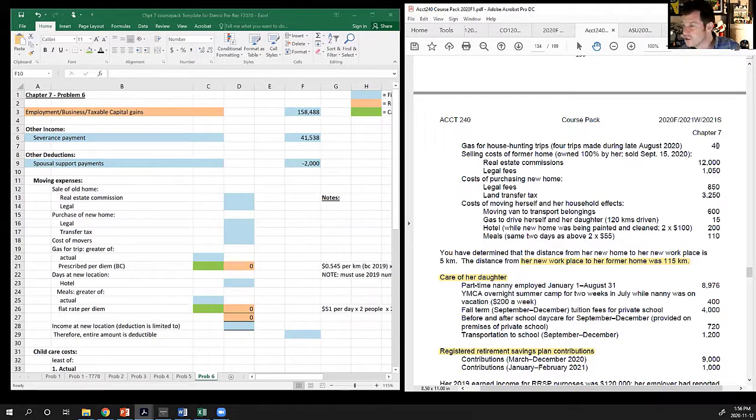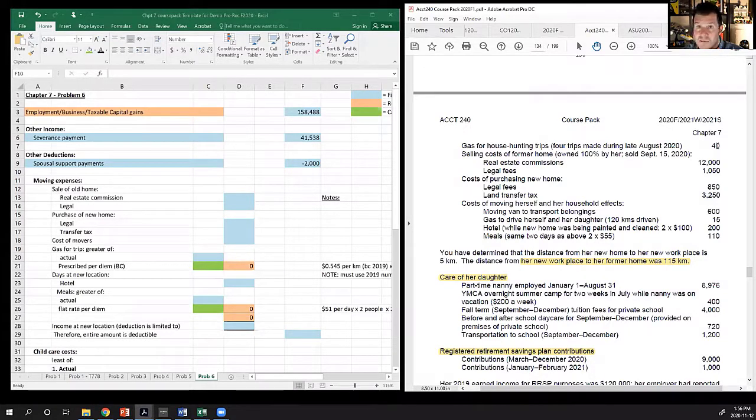That's not one of the major expenses here. We've got real estate commissions, so the selling cost of the former home. It was 100% owned by her. And the reason we say it's 100% owned by her is because if it had been co-owned by her and her ex-spouse, there's going to be some debate as to who gets to deduct all that stuff, or if it needs to be prorated, right?